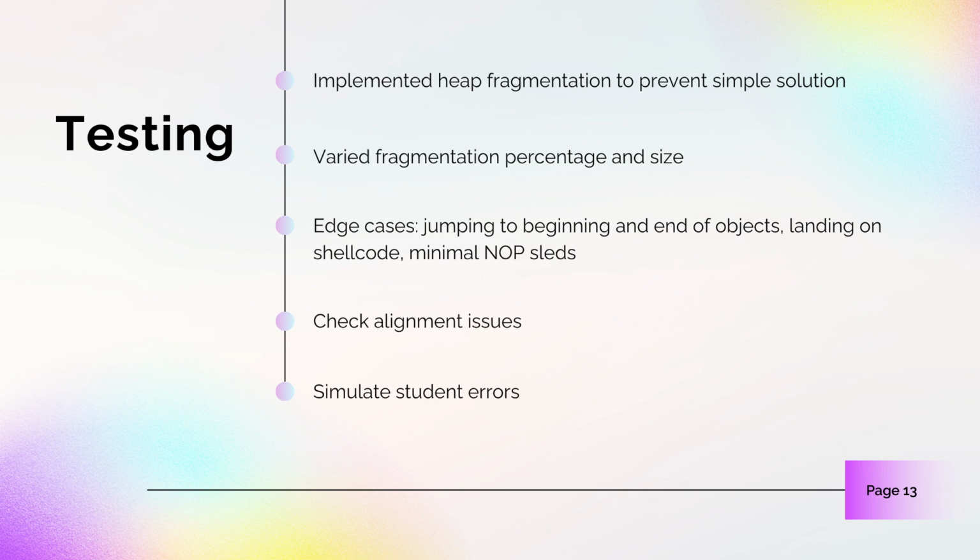I also tested edge cases that could occur during random execution. These included jumping to the beginning or end of memory objects, landing on the shellcode, landing in the middle of the shellcode, and using minimal NOP sleds. These tests helped ensure that the program behaved as expected under a wide range of execution scenarios. I also tested memory alignment issues, which are common in real-world exploits, to make sure that they didn't have any unintended behavior in our controlled lab environment. Finally, I simulated some common student errors like putting an incorrect function address or missing shellcode entirely to ensure the code handled it correctly.